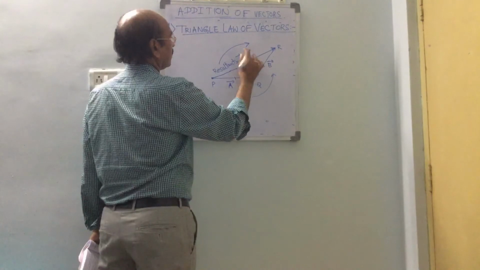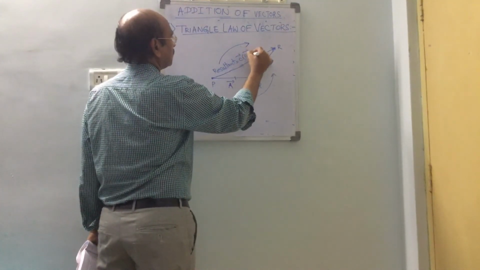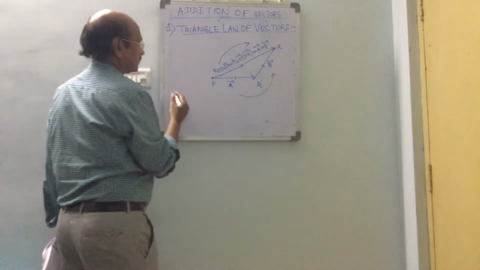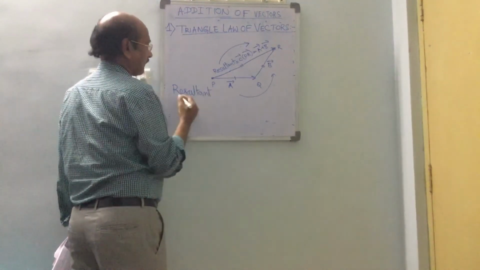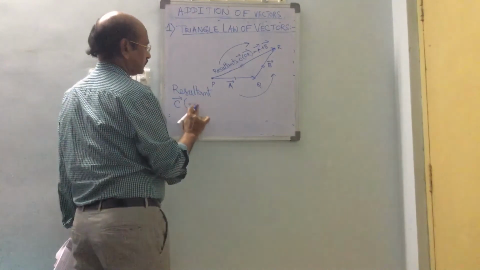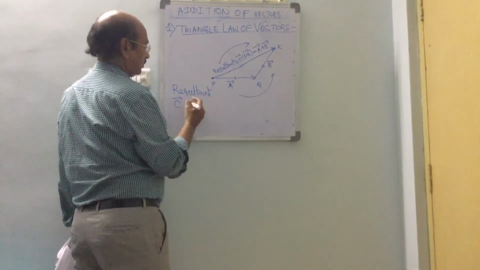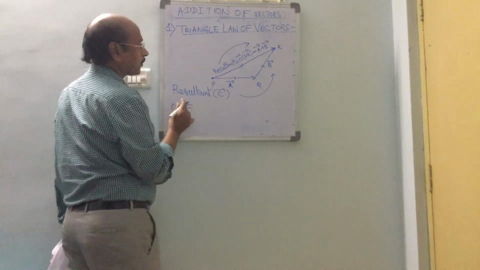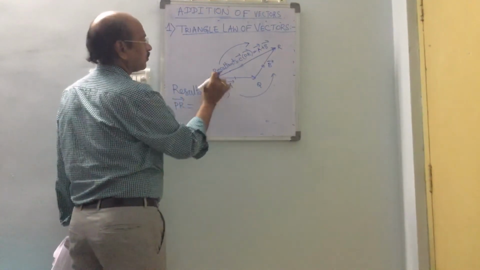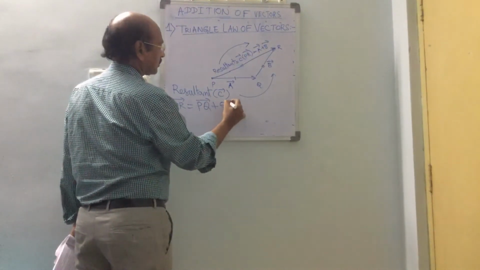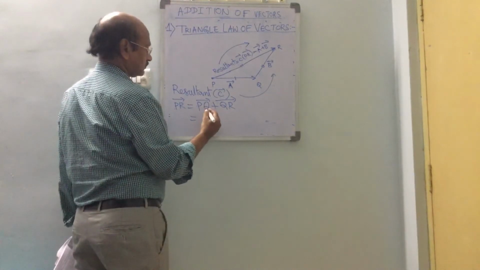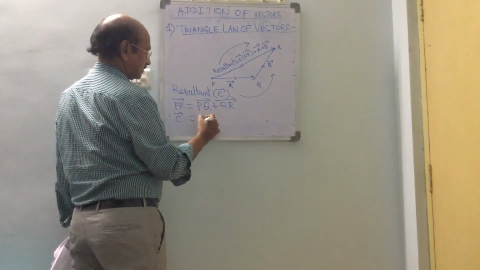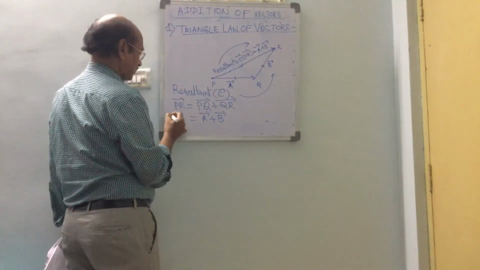Resultant C bar or PR bar is equal to PQ plus QR, that is equal to PR bar, or C bar may be written as A bar plus B bar.